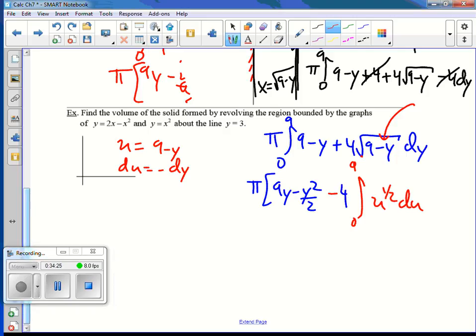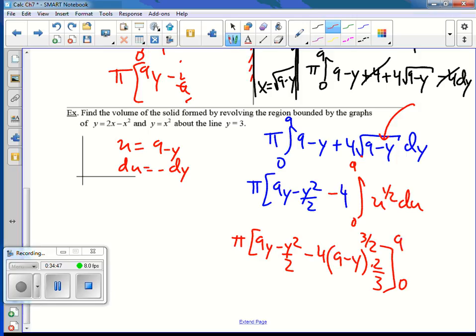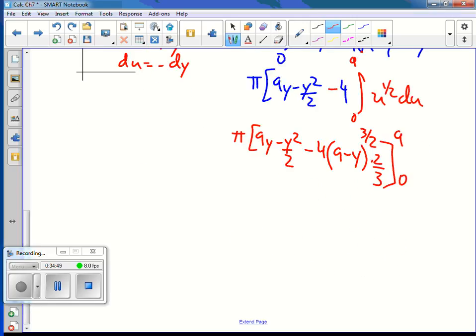All right, and so when we integrate this, we'll get pi times 9y minus y squared over 2 minus 4 times the integral of u to the 1/2. U to the 1/2 plus 1 is going to give us u to the 3/2, which is just going to be (9 minus y) to the 3/2 divided by 3/2, which is really just 2/3, right? And so we're going to evaluate this from 0 to 9, okay? And then, of course, we just plug in all of our variables.